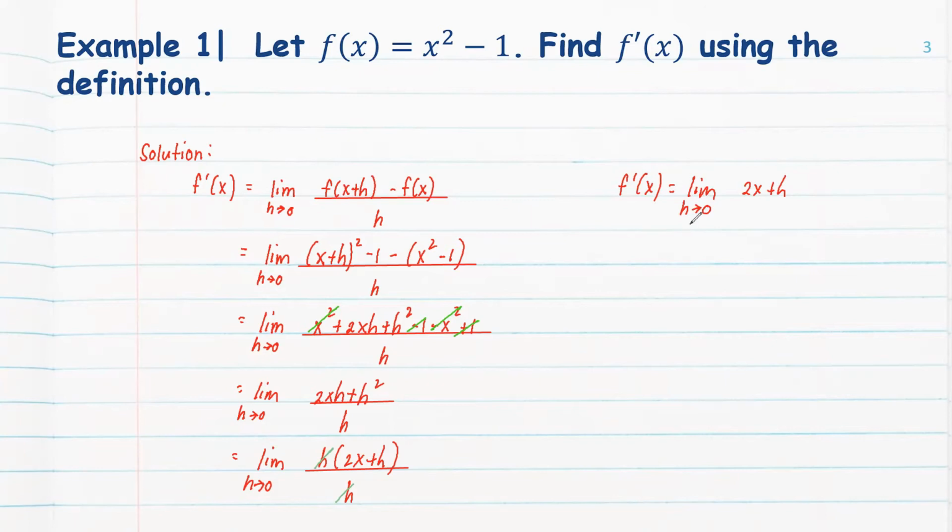So this time, we can now substitute 0 to h in our function. So we have here 2x plus 0. That's just equal to 2x. So our derivative is equal to 2x. The derivative of x squared minus 1 is 2x. So that's how to find the derivative of a function using the definition of the derivative.